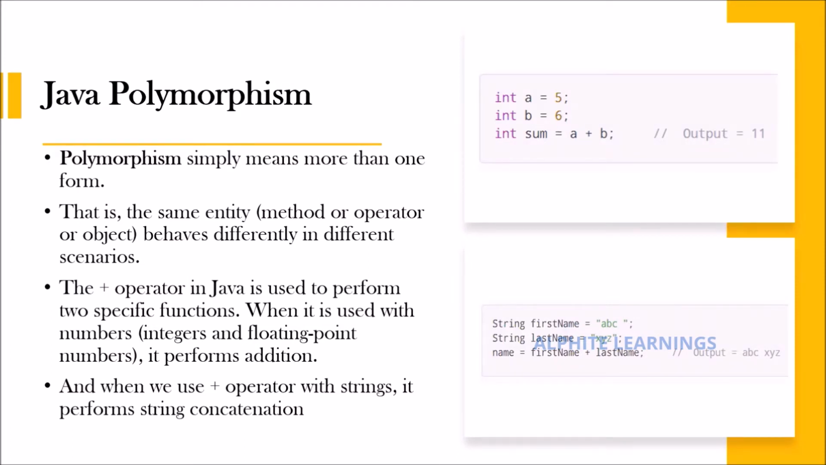Okay, so we have operator polymorphism also. The example they have given here is the plus operator. If you give the plus operator between two integers, it is going to add the integers, as you can see in my snippet here. If you give the plus operator in between two strings, like I have given first name and last name with a plus in between, it is going to concatenate the strings.